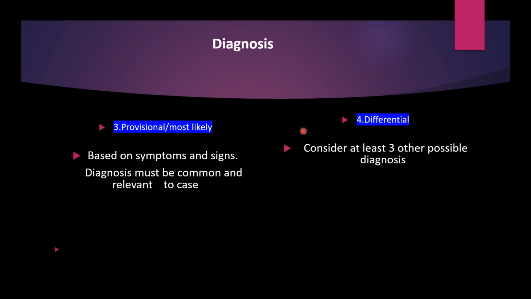Once you analyze these symptoms and the signs, then you come and make a diagnosis. First, you have to come to a provisional diagnosis, which is the most likely diagnosis in this patient. It must be based on the symptoms and signs that were given or you find on the patients. And this diagnosis that you consider must be common and relevant to the particular case scenario or to the patient. Secondly, you have at least 3 other possible diagnoses, which we call differential diagnosis.